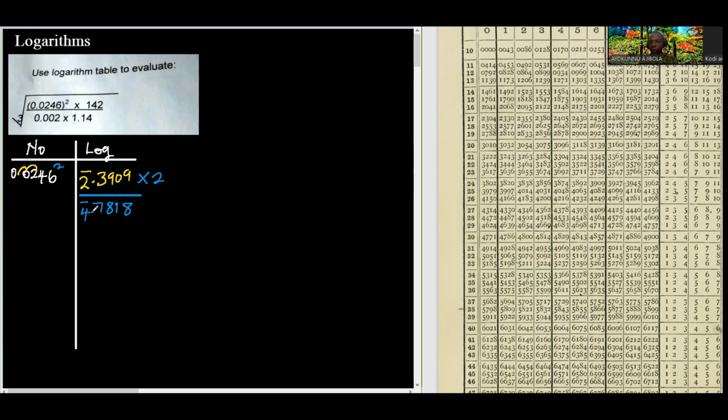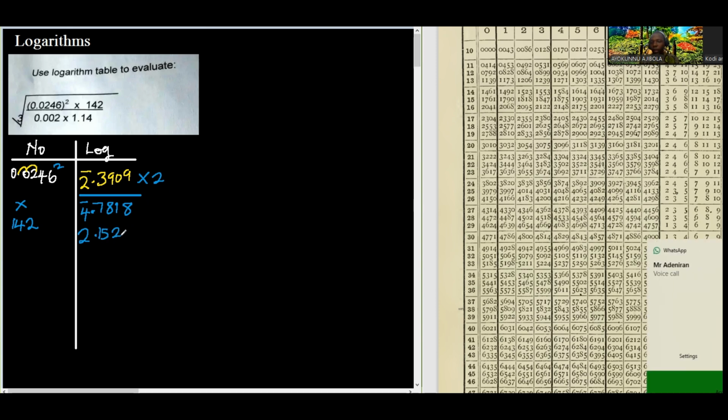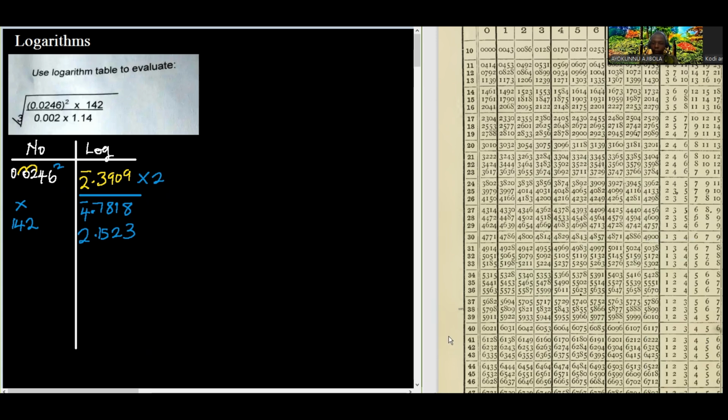Yes, sir. Good. So now that we have this, we need to cater for this times 142. The characteristic for 142 will be positive because we are going to move the point to the front 2 steps. That is 2, not bar 2. So logarithm 14 under 2. Logarithm 14 is there. Under 2 is 1523. 1, 5, 2, 3.